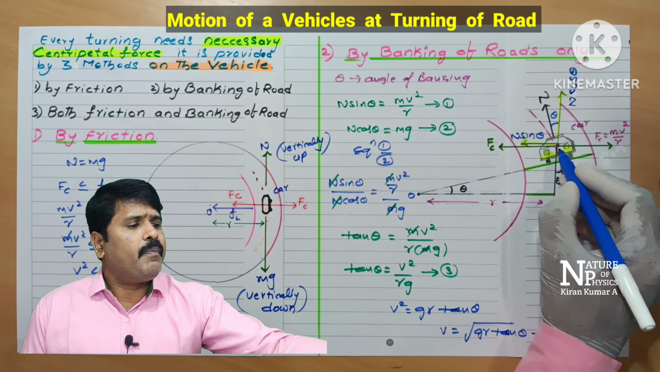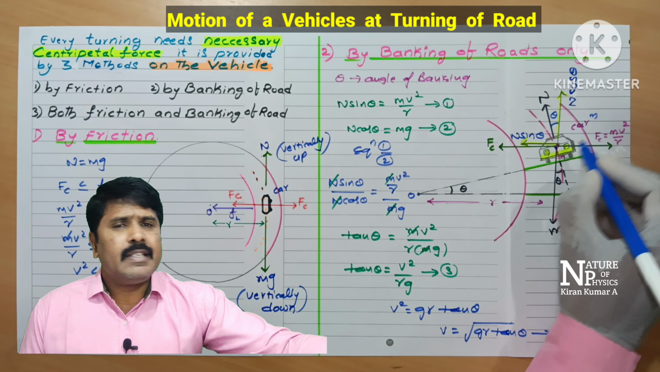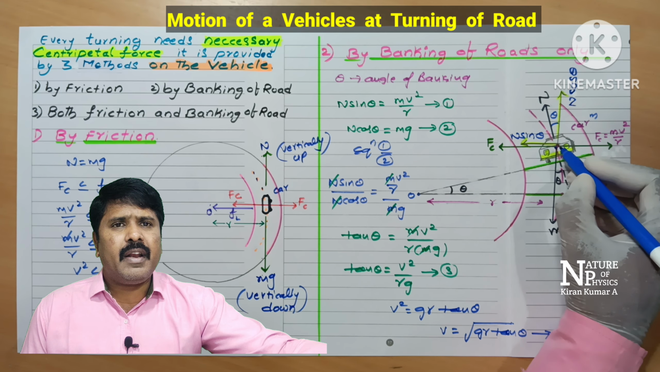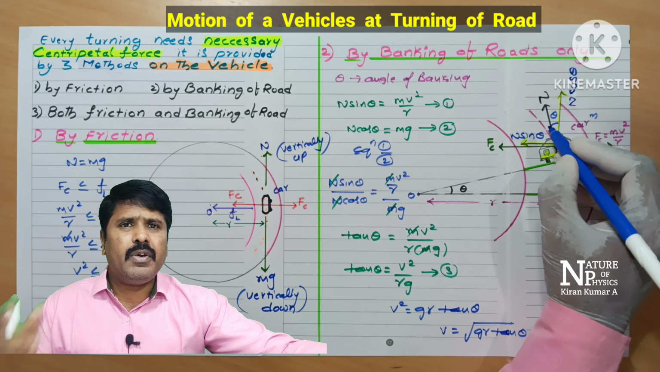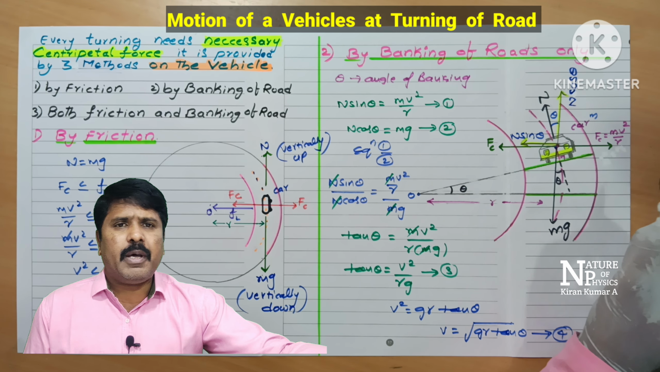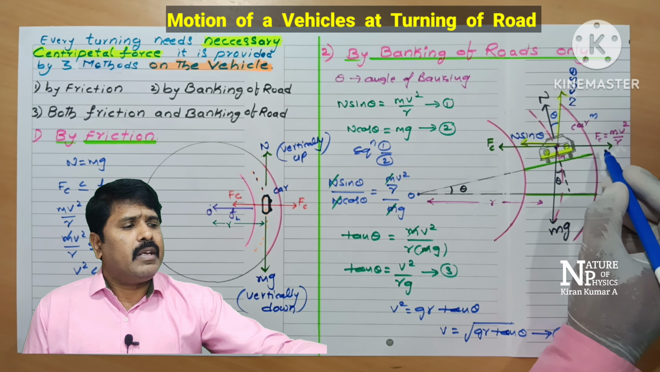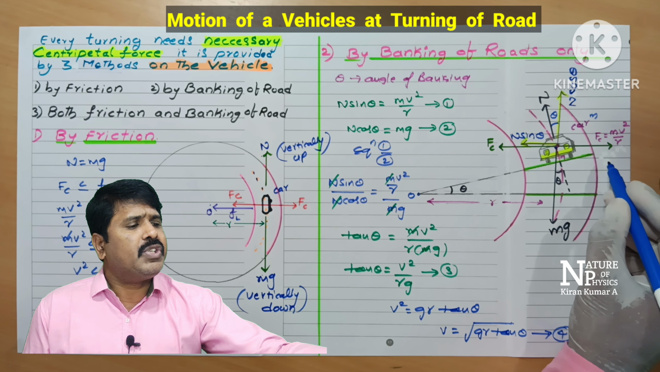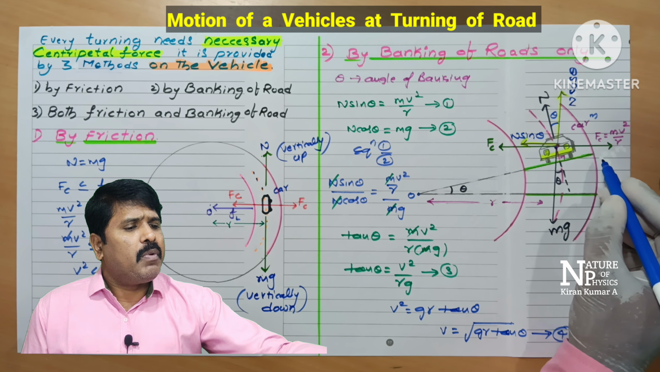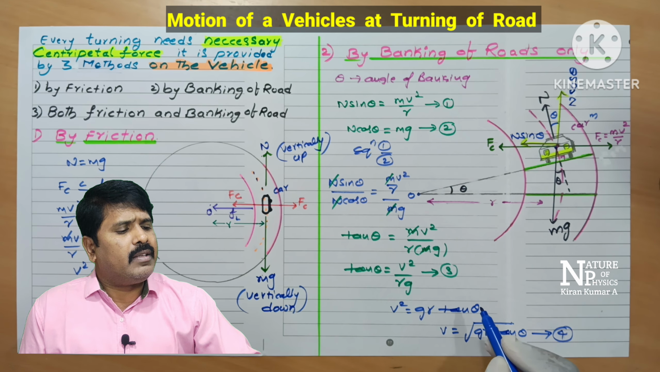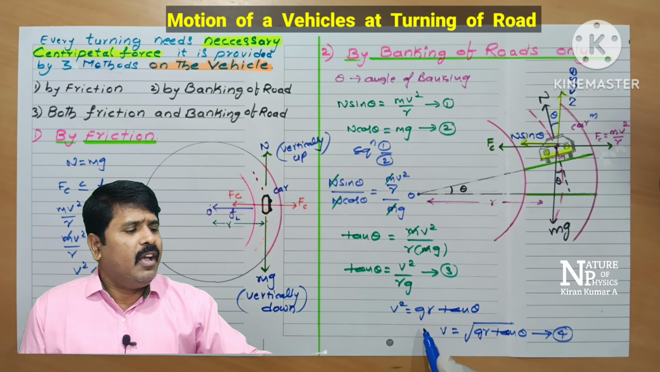Once again, see the diagram. There is a car of mass m, with mg acting in the downward direction, and the normal reaction acting perpendicular to the surface. The normal reaction is resolved into two mutually perpendicular components, N cos theta and N sin theta, clearly represented. There is a centrifugal force and a centripetal force, both equal in magnitude and opposite in direction. That balancing equation I already wrote as equations 1 and 2. From equation 1 by 2, I got tan theta equal to v square by r g, so that v is equal to root over g r tan theta.